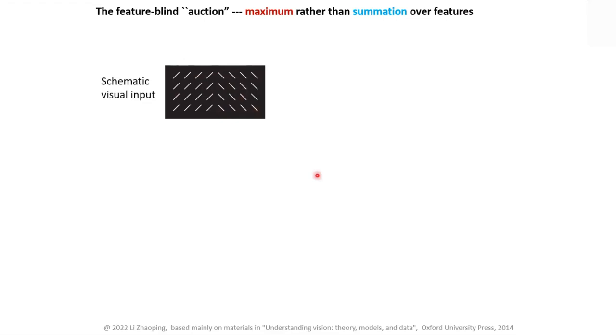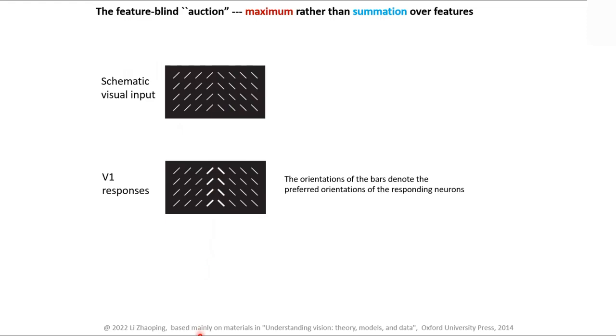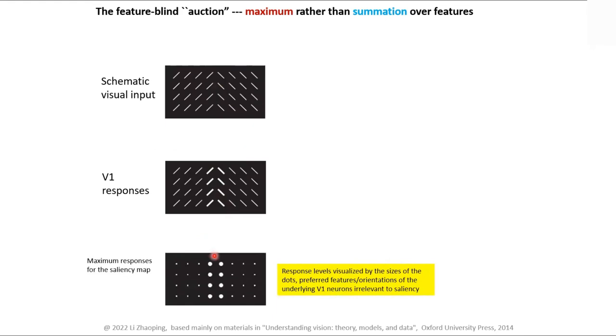Well, this is the input, and in V1, the border bars will evoke higher responses, because cells tuned to the same orientation suppress each other, and the border bars have fewer iso-orientation neighbors, so that's no problem. And therefore, if you read out the saliency bidding for attention, they have the higher bid, so attention goes to the border. That's how you do the segmentation.